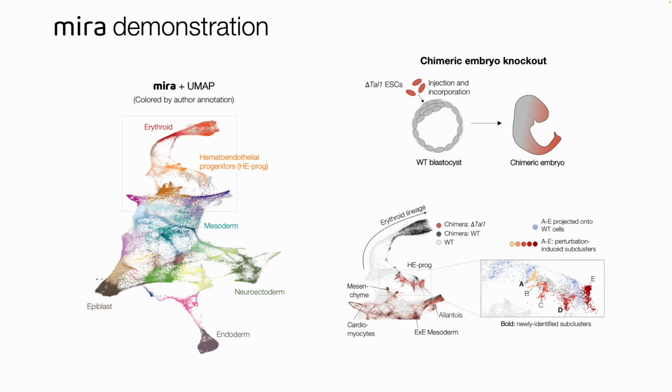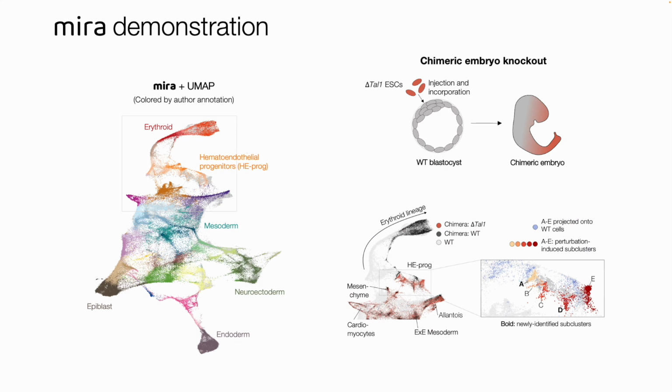Since completely knocking out tau1 would have been lethal, the authors fused gene-edited tau1 knockout embryonic stem cells to a wild-type blastocyst. The embryo subsequently developed with some fraction of cells which were perturbed and some fraction of cells which were wild-type. In the UMAP on the right, one can see chimeric wild-type cells develop normally, while chimeric delta tau1 cells failed to contribute to the erythroid blood lineage as expected.